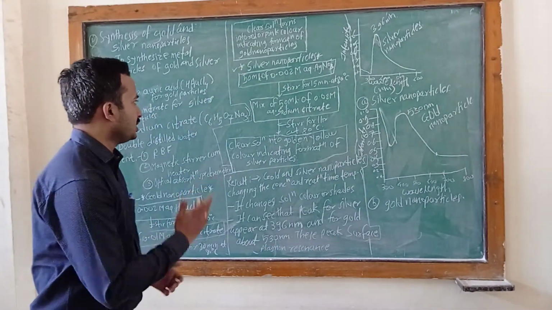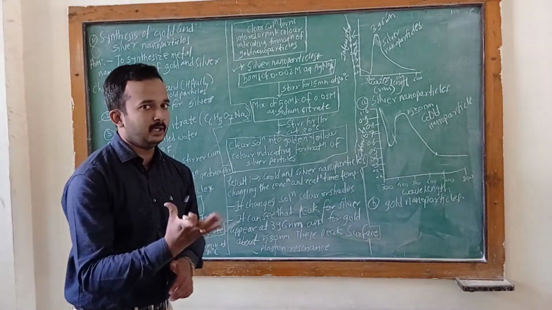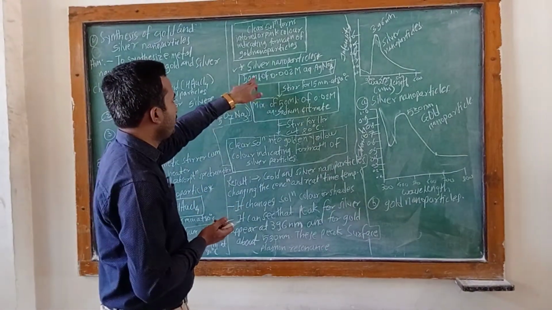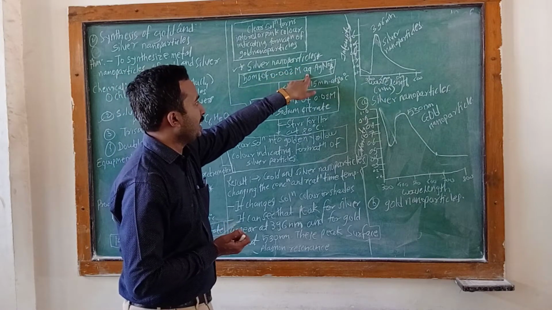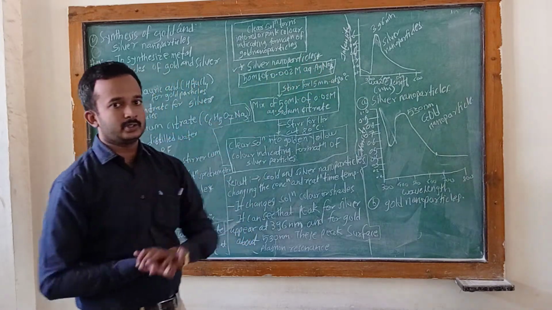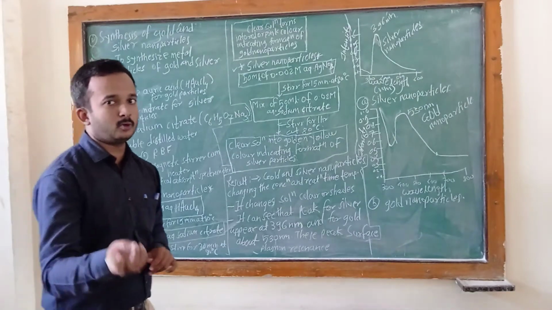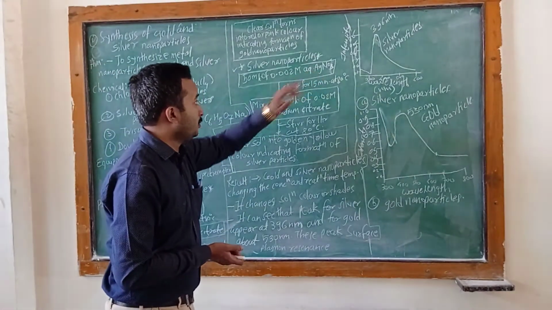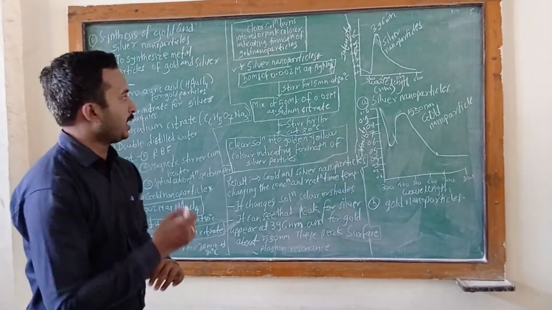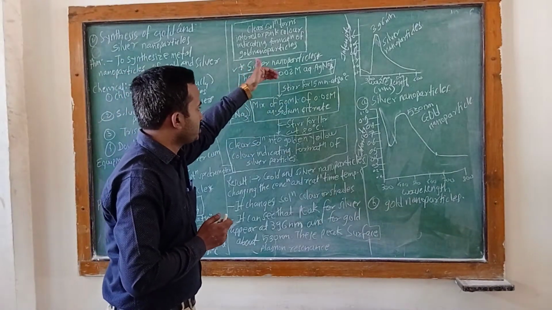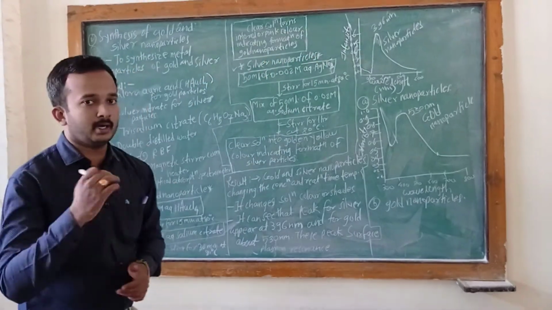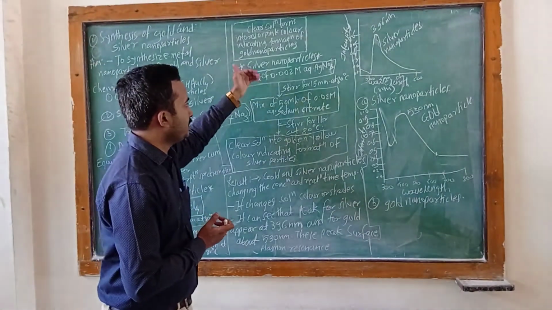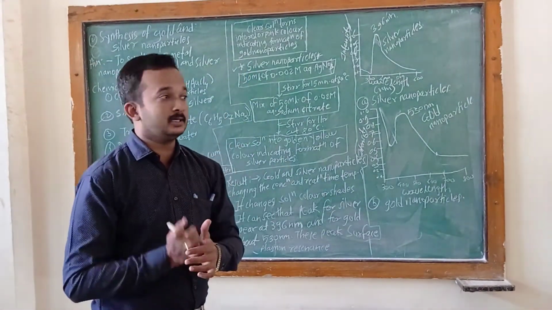Firstly, you have to take the RBF. In the RBF, add 50 ml of 0.002 molar aqueous silver nitrate solution. Then you have to stir for 50 minutes at 80 degrees Celsius.